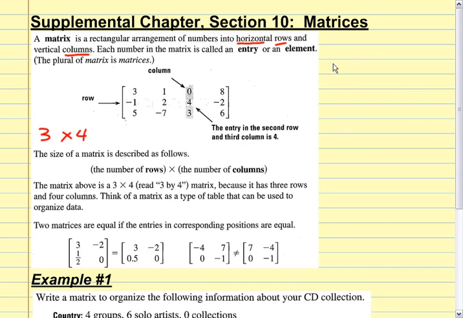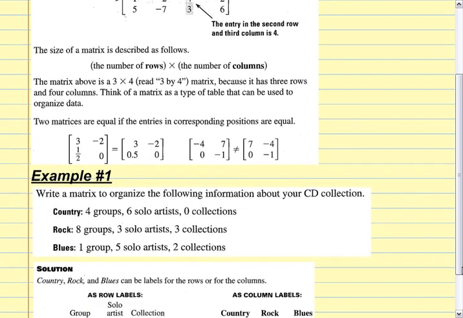Now, the reason that we talk about that is because if we're going to add and subtract matrices, they have to have the same dimensions, 3 by 4. If I were going to add another matrix to this, I would need a matrix that was 3 rows by 4 columns for us to add or subtract them, okay? And that's what we're learning to work with today, all right? Now, let's just look down at this last bit here, okay?